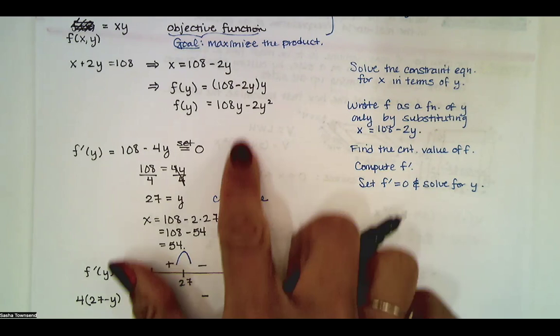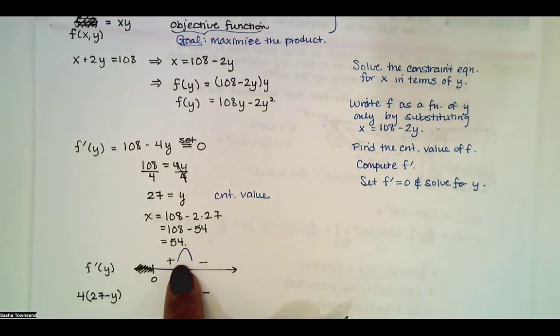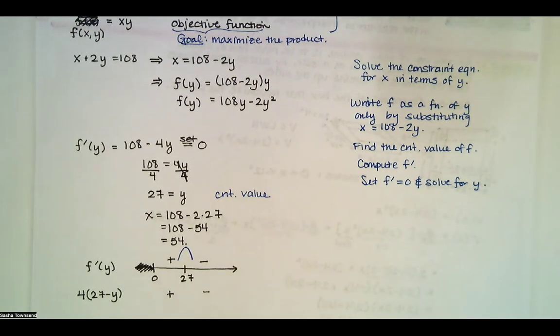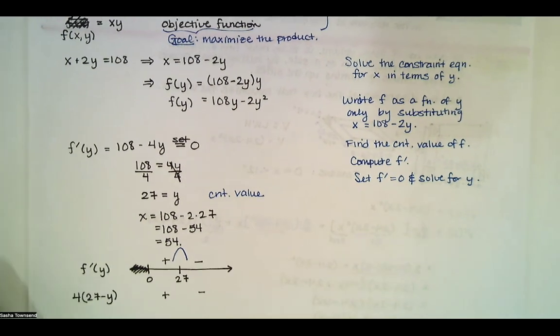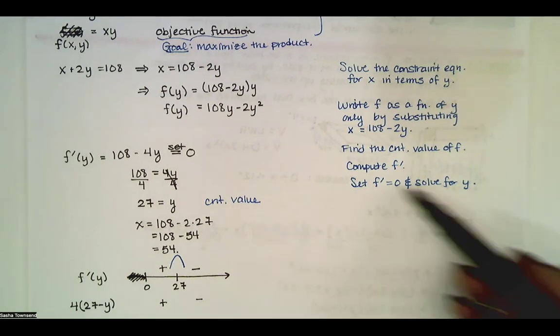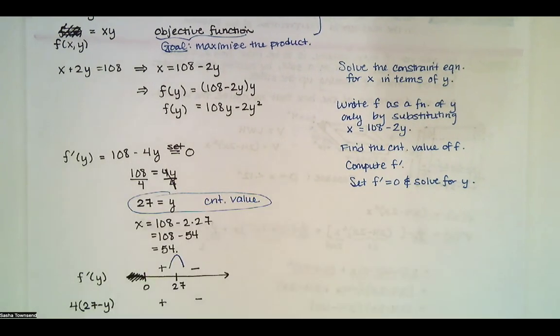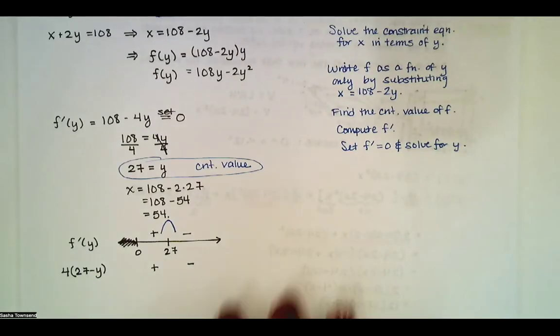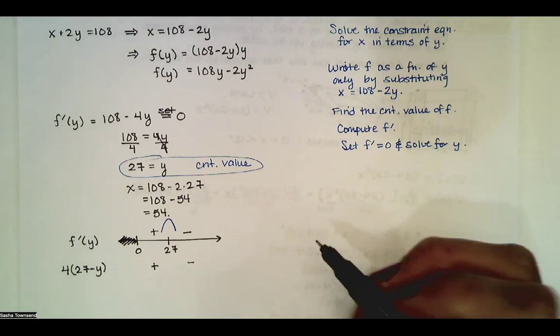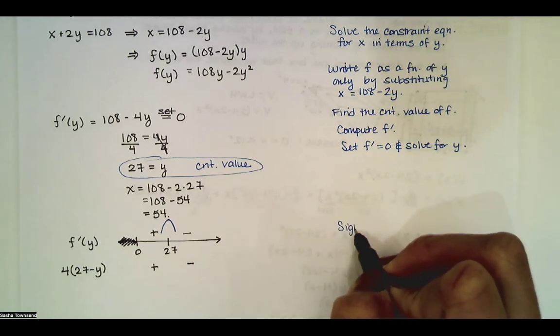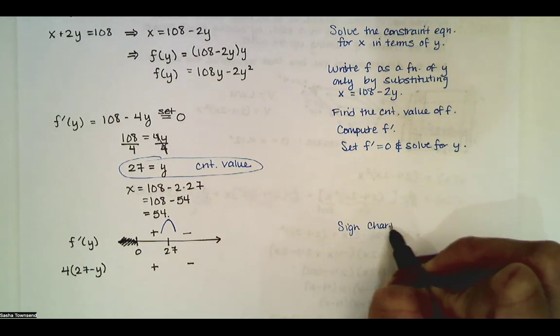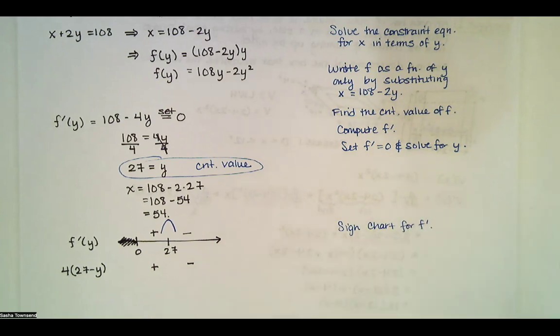And actually, that's probably what our parabola is going to look like if we have y as the independent variable rather than x. So we found the critical value. We only had one this time. There are no y values for which that derivative is undefined. So there's only one. And then we made a sign chart for f prime. And then we say by the first derivative test.